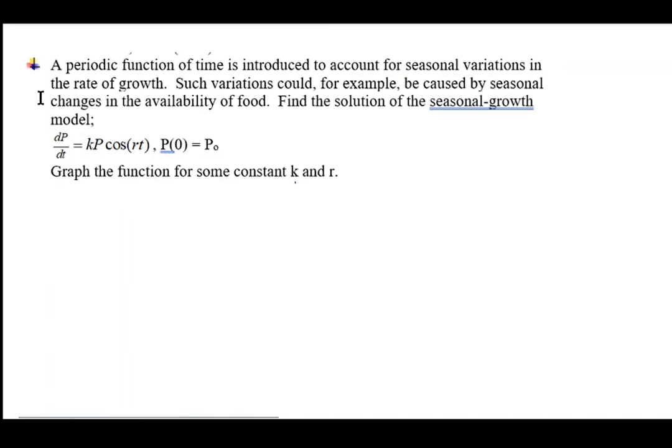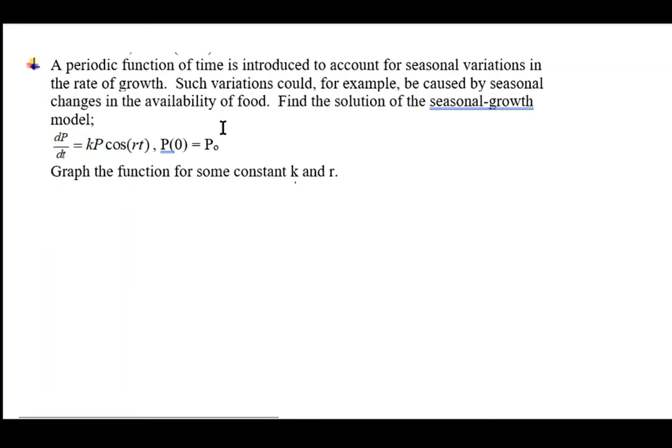So this has to do with seasonal growth. You see the cosine function here, with the r, so that is designed to synchronize so that it goes through the 4 seasons of the year. Okay. And then, once again, we start with the initial population P naught.